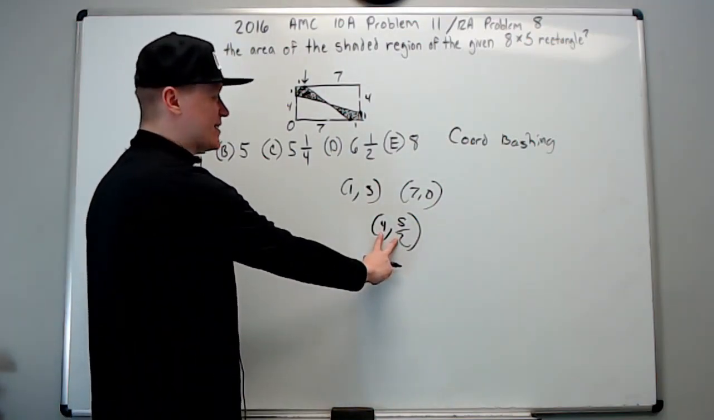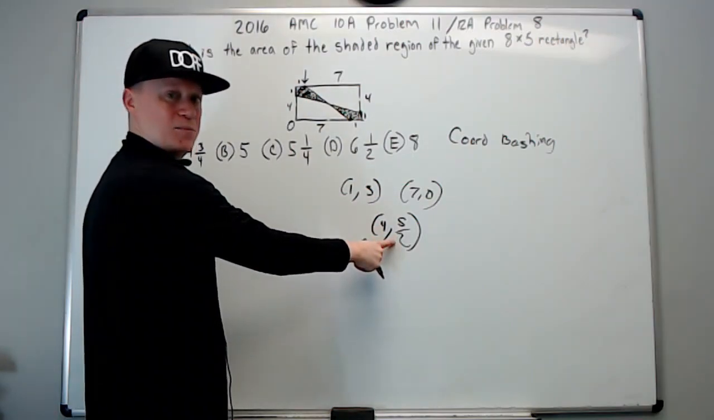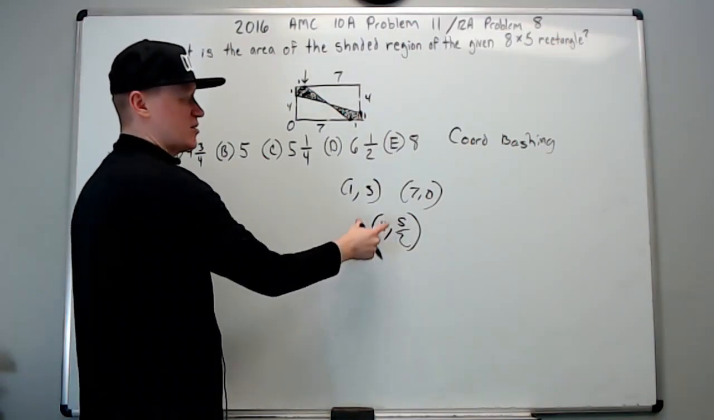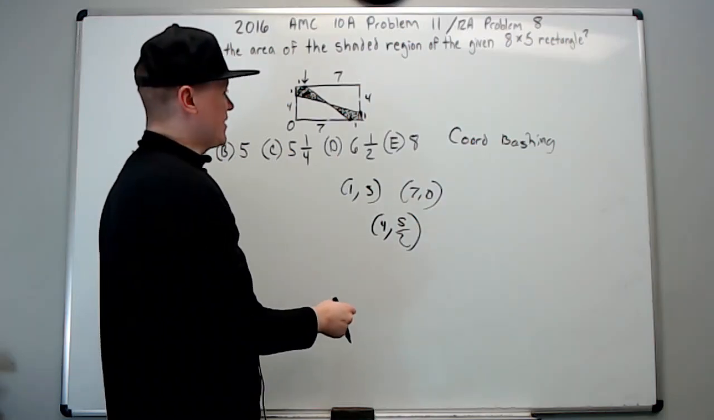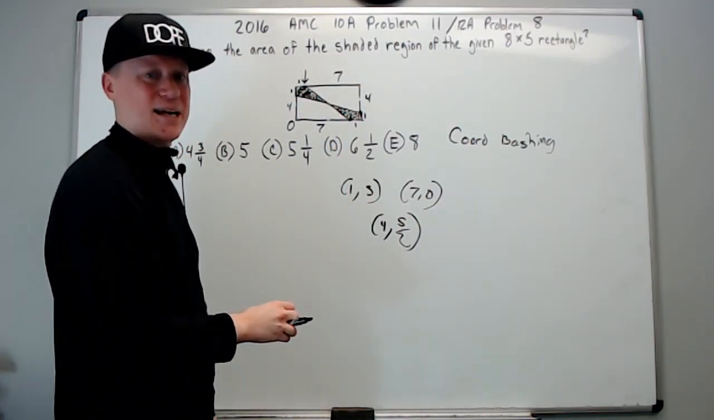Now, this is the center of the rectangle, because the height is 5, half of that will be the center, and the length is 8, half of that will be the center. So the midpoint of this segment is the center of the rectangle, and we can be sure that if we check the other one it will also work. I'm not going to expend that time now.